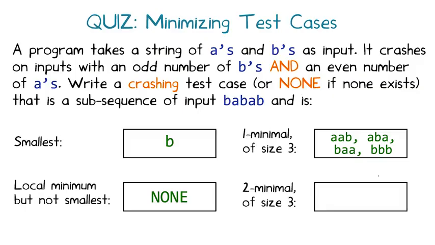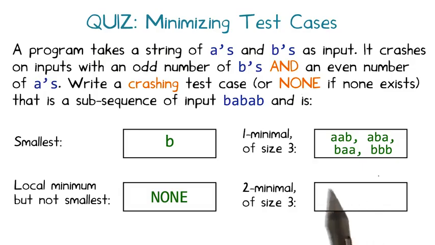Now, let's see which of these are one minimal. Remember that a failing test case is one minimal if, no matter which change we remove, we get a passing test case. Now, removing one character from any of these strings results in changing the parity of either the A's or the B's, meaning that the new subsequence will not cause a crash. Therefore, all of these subsequences are one minimal.